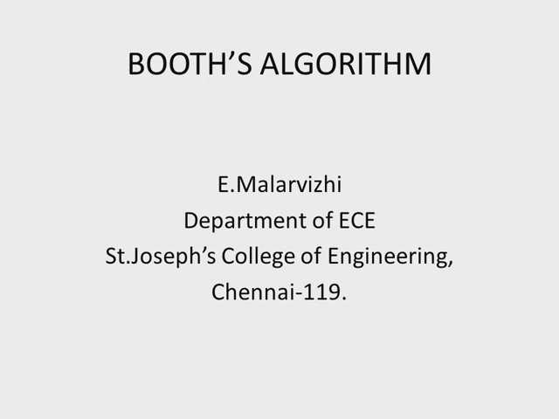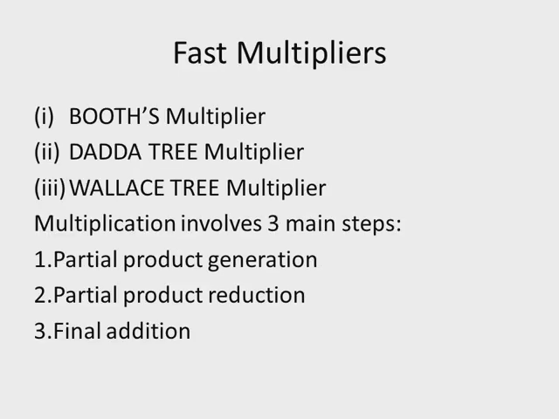This Booth's algorithm is applied in fast multiplier circuits. Several fast multiplier circuits are available. Some of them are Booth's multiplier, Dadda tree multiplier, and Wallace tree multiplier. Each multiplier has its own pros and cons, and depending upon the application need, the multipliers are selected. The most familiar and most widely used multiplier is Booth's multiplier.